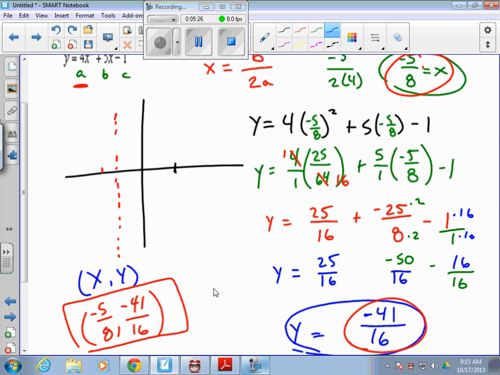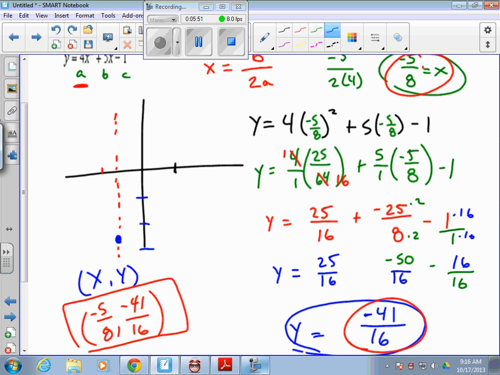And then negative 41 over 16. 16 goes into 41 two times. You get 32, and then there's 9 left over. So it's like 2 and 9 over 16. So that'd be a little bit more than negative 2.5. So again, an estimate, which would be 1, 2, 3. So it'd be a little bit more than 2.5, somewhere right about there.